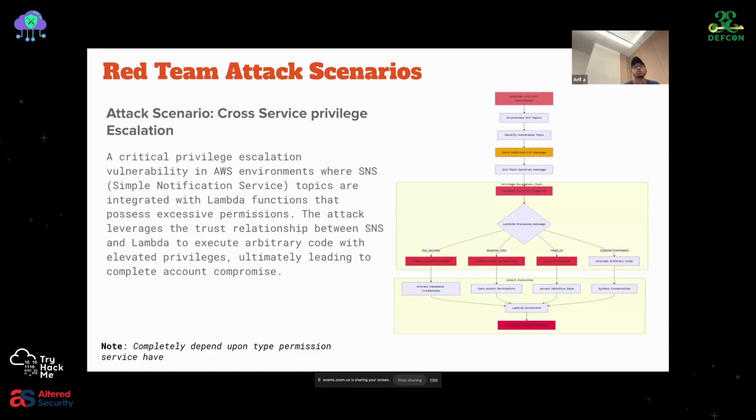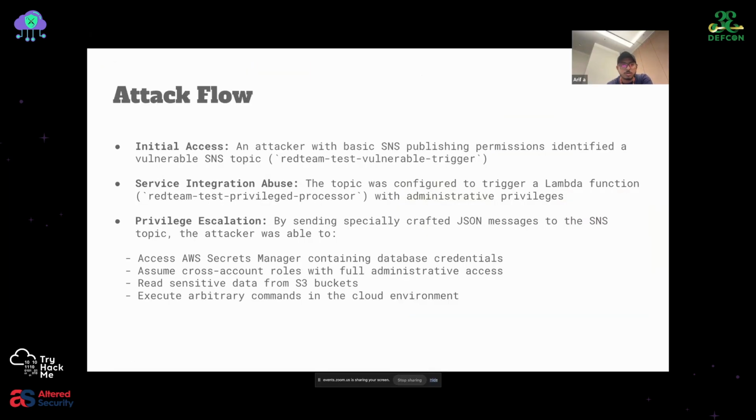The second scenario is cross-service privilege escalation. This is what I was talking about initially, when your topic has a further extension to the Lambda function, and that can cause an issue. So let's see that as well. It won't take much time.